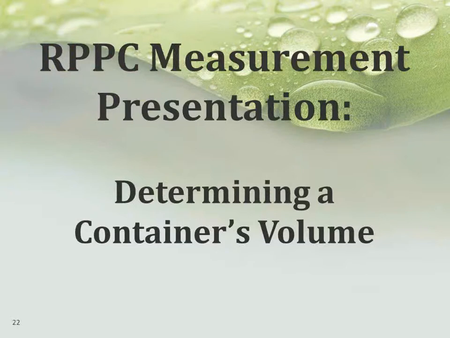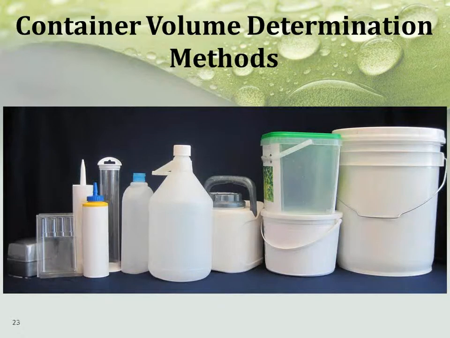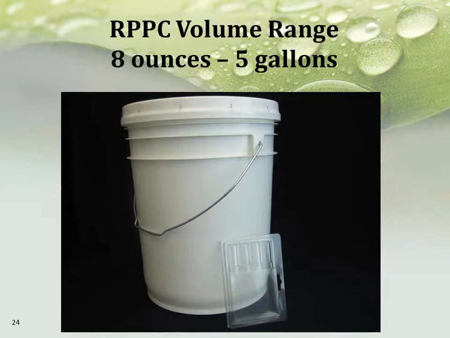Welcome to CalRecycle's measurement presentation. My name is Ann Snyder, and I will provide an overview of techniques that can help determine a container's volume. The volume of an RPPC is one factor for determining whether a product's plastic packaging is an RPPC. Through this presentation, we are going to share some methods for measuring the volume of rigid plastic packaging containers. More specifically, an RPPC with a volume capacity of 8 ounces up to a maximum of 5 gallons could fall within the program.